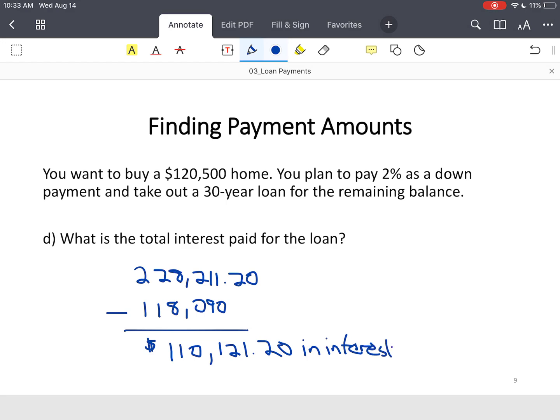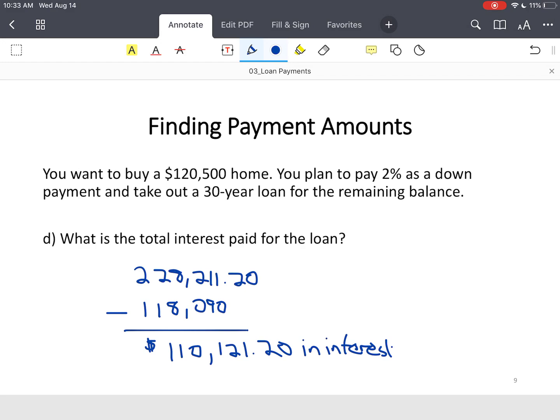Now, I want you to look at the numbers. You almost paid twice as much. And in the past, what some people would say is houses appreciate over time, and the value of a house could go up. But just from a pure financial standpoint, the numbers speak for themselves. You paid a whole lot of money in interest simply because you had a 30-year term.